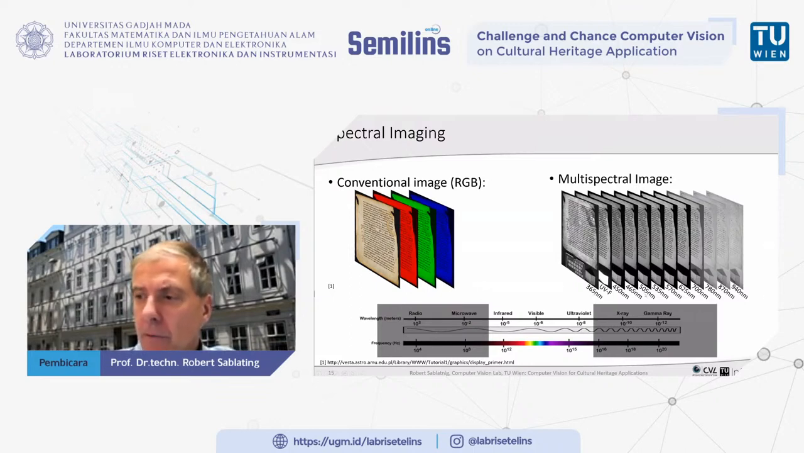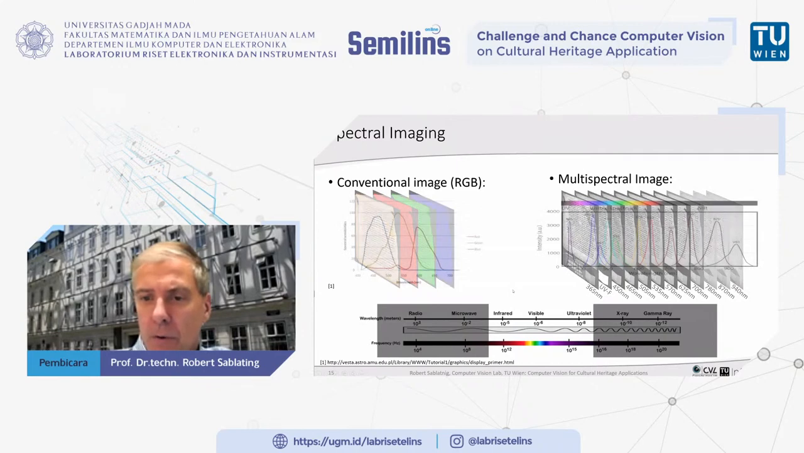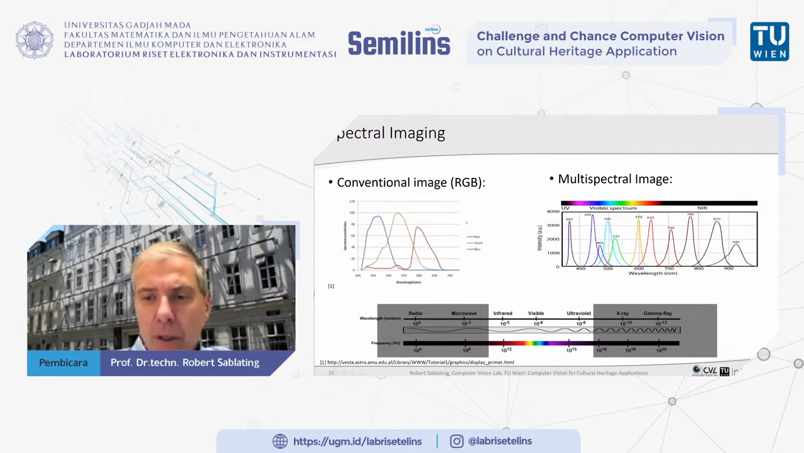Traditionally, in the visible area, we are between about 450 and 700 or 625 nanometers. So we additionally take bands. And of course, if we have additional information, we can get more information about the whole thing. And you see here, this would be the spectra of the conventional image. So you have here the blue spectrum, the green one, and the red one. So there are filters in the camera that filter out the red, green, and blue channels.